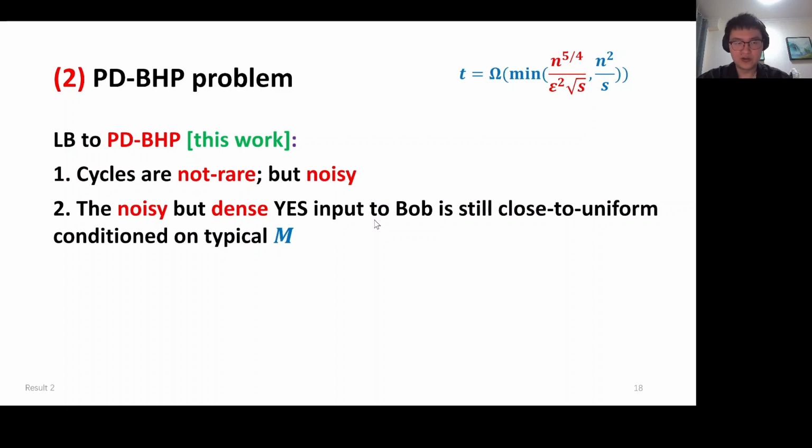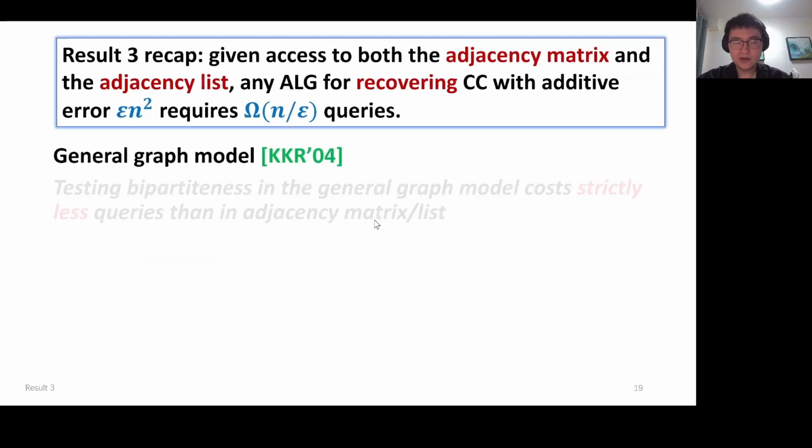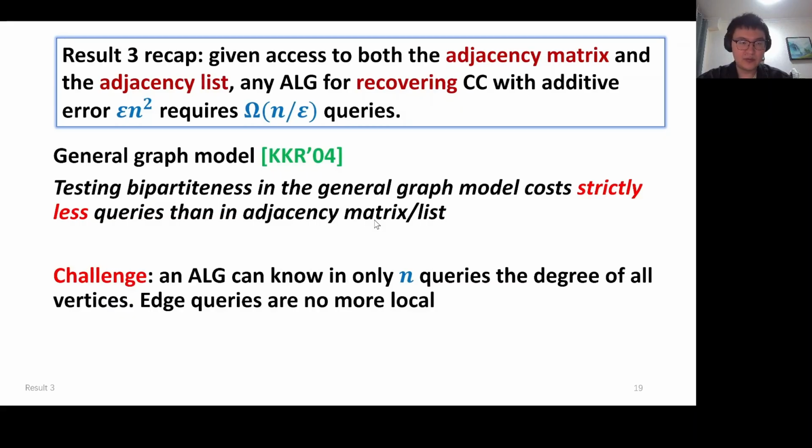Lastly, we show the proof of result 3. Recall that result 3 is a lower bound for correlation clustering in a stronger model, where both adjacency matrix and adjacency list queries are allowed. This model is named the general graph model and was introduced and studied by Kaufman, Krivelevich, and Ron. This is a clean and natural model of computation and is interesting in its own right.